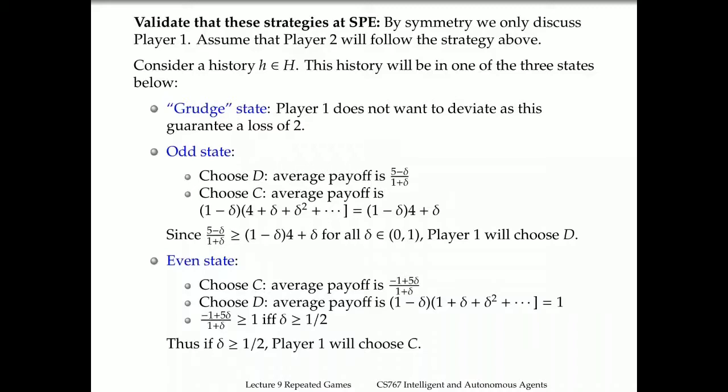Right? So that's showing that at least for this state, if any history falls into this state, then of course the player will not deviate. What about the other state?